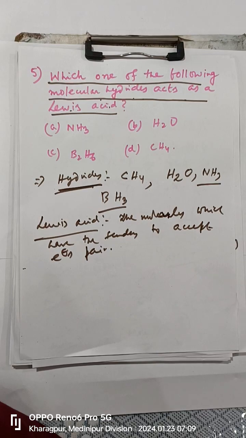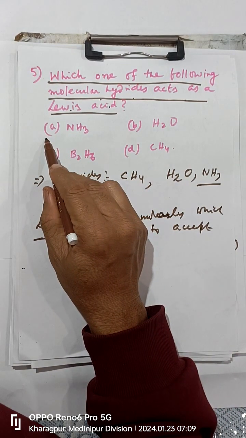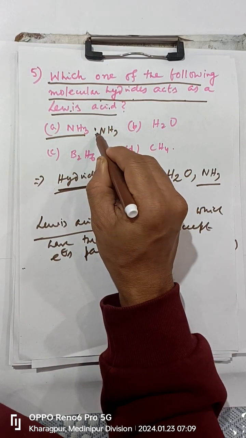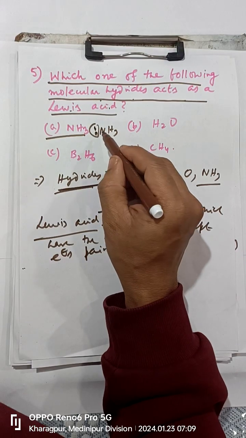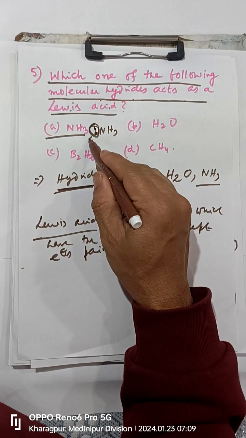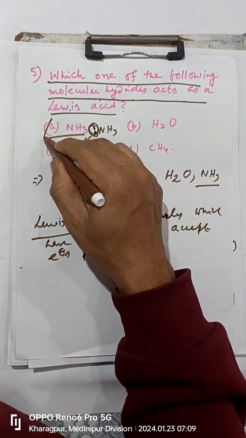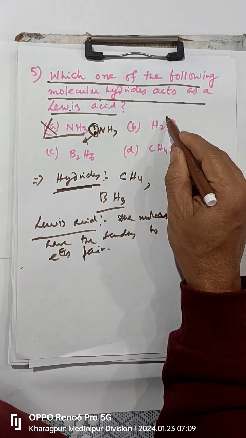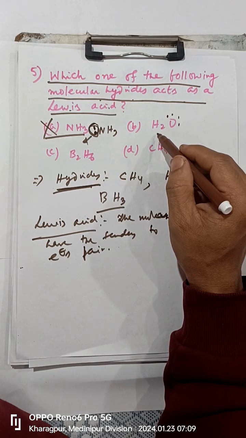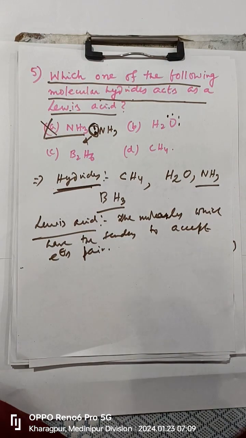To act as a Lewis acid, the molecule must have an unhybridized or vacant orbital to accommodate the incoming electrons. This is a very simple question. In option A, the ammonia molecule has a lone pair, so it already has electrons and doesn't have any vacant p and d orbitals, so it cannot act as a Lewis acid. It will act as a Lewis base. So this option is crossed. Water is similar: it has two lone pairs of electrons, so it will not act as a Lewis acid.